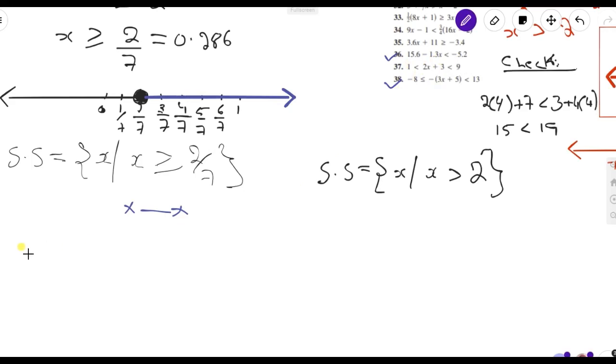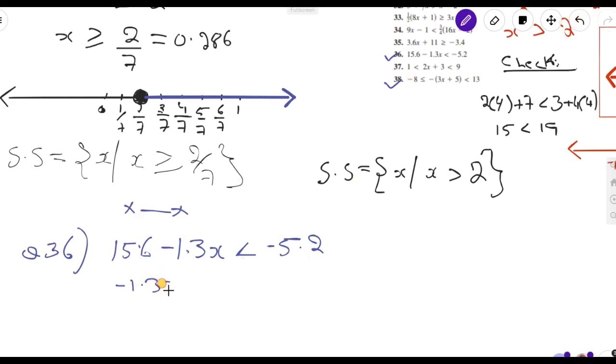Okay, and this is 15.6 minus 1.3x is less than negative 5.2. Alright, so how about we shift this constant to the other side? So it becomes minus 1.3x is less than negative 5.2 minus 15.6. Now you apply a negative addition, so what is it giving you? It is giving you negative 20.8, am I right?